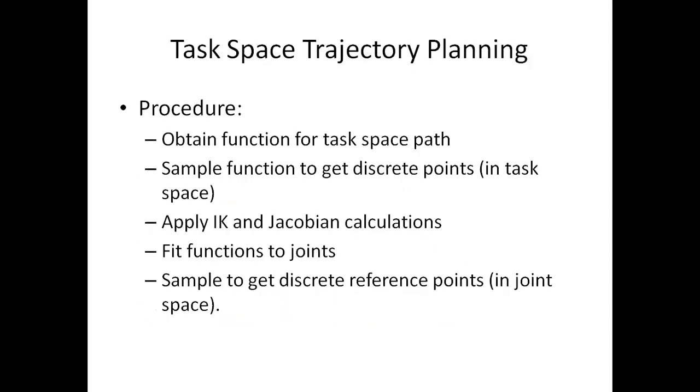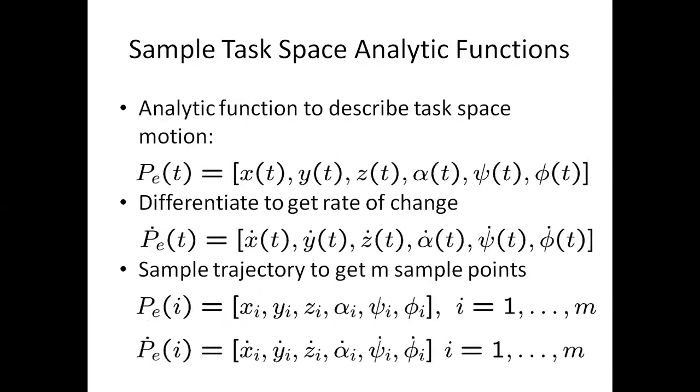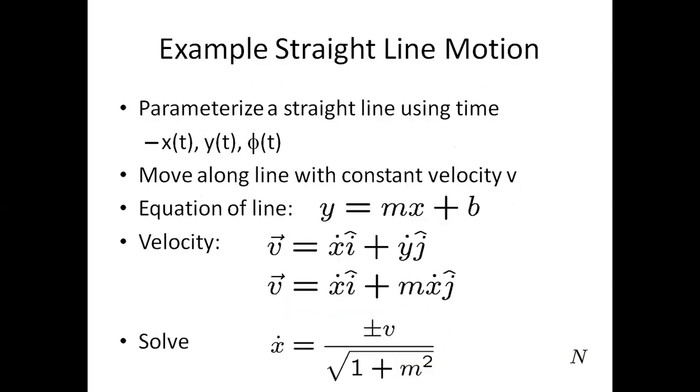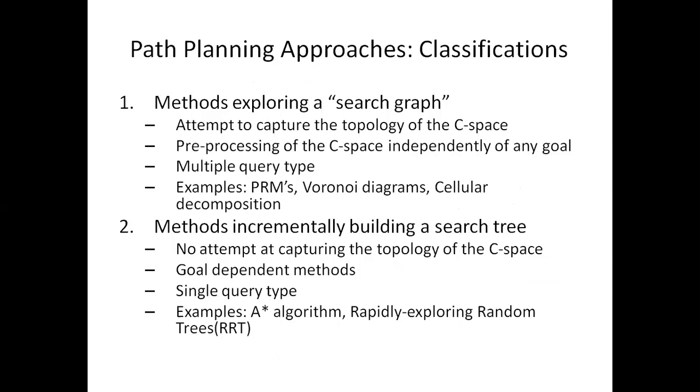Then, what are the procedures to use for task based trajectory planning? First, we have to obtain the function, and from that we go for a sample function. Then we have to apply IK and Jacobian calculations. Then we have to fit the functions. From this, we take samples to get the discrete values. The remaining part we can see in the next class. Thank you.